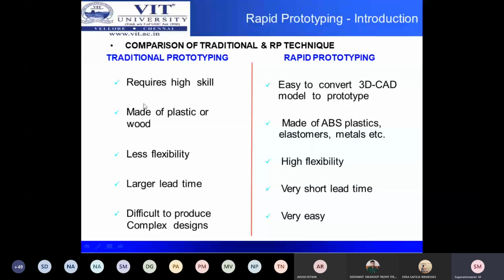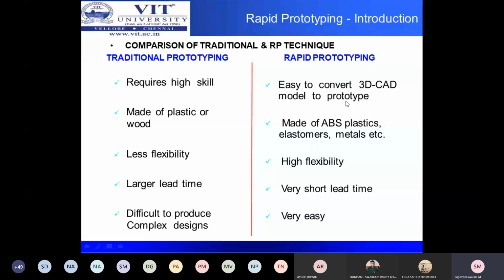So if there is only a linear shape or circular shape, it is easy. But if you have a non-linear shape like a Bézier curve or French curve, that is very difficult to craft, right? On the other hand, by using computer-assisted prototyping, that is rapid prototyping, you can easily convert your 3D CAD model into a physical model.